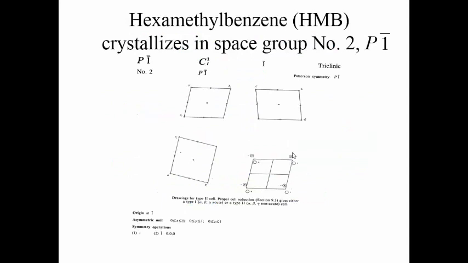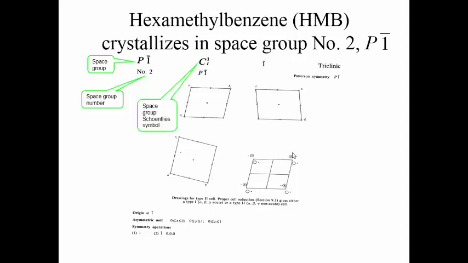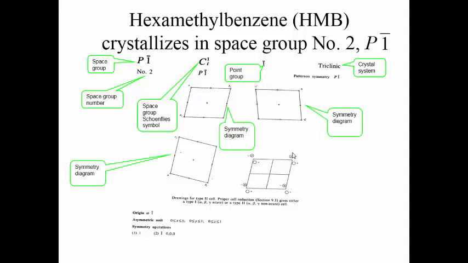So this is what the international tables are going to look like. We have the space group always on the upper left. We have the space group number that will go from 1 to 230. We'll have the Schoenflies symbols and the point group, and we'll have the crystal system of triclinic.